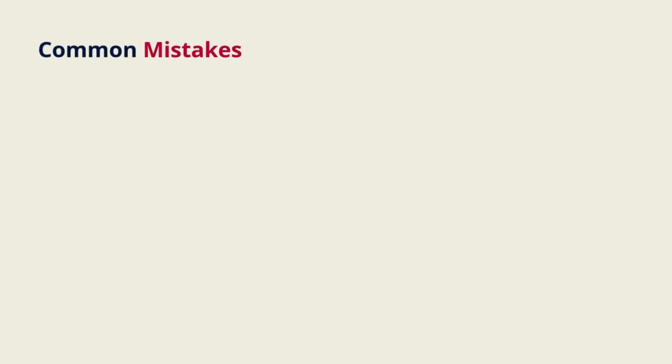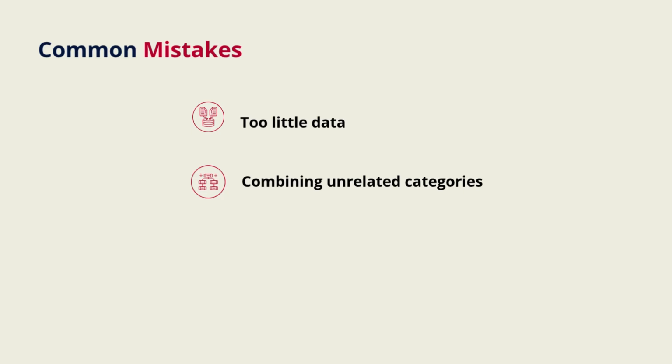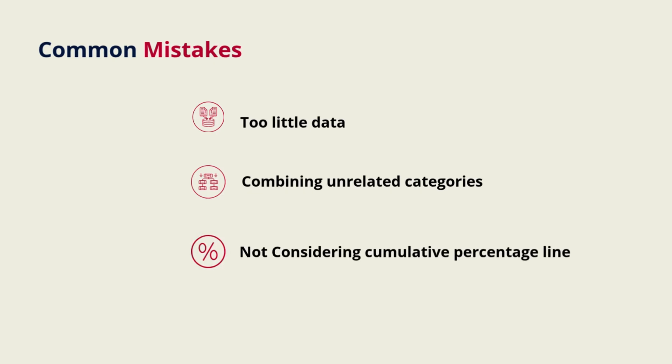Now let's talk about a few common mistakes engineers make, and some expert tips. One mistake is using too little data, or data that's not representative. Another is combining unrelated categories like mechanical and electrical issues together. And some engineers forget to consider the cumulative percentage line, which defeats the purpose of the Pareto chart.